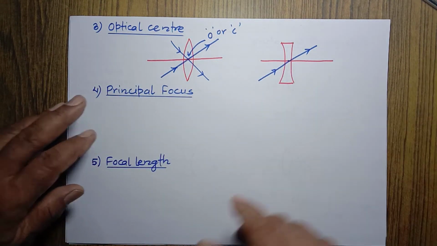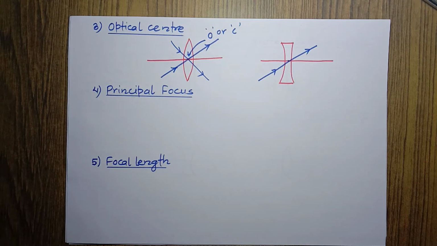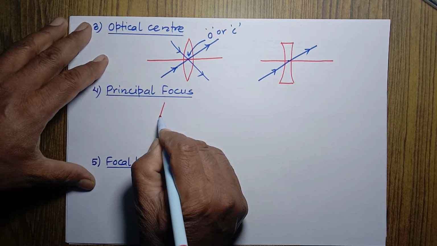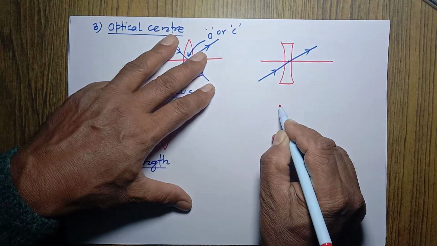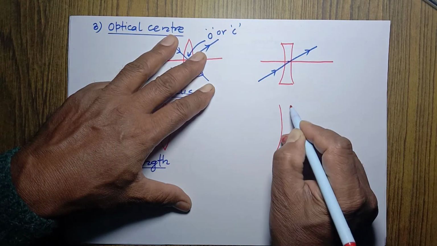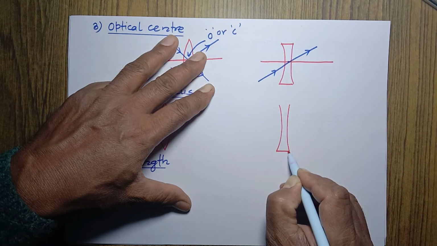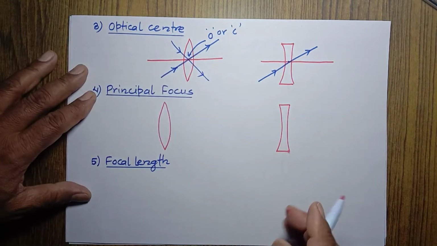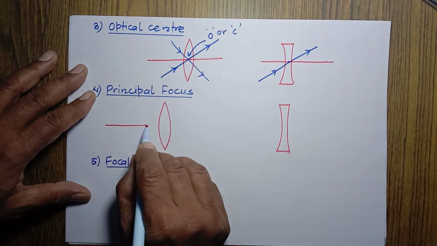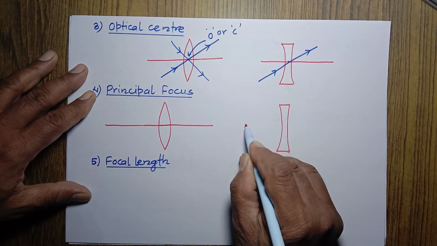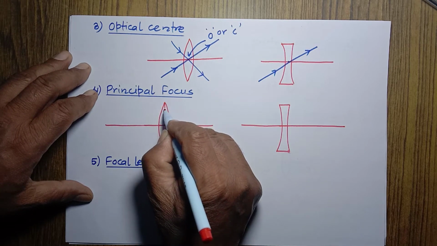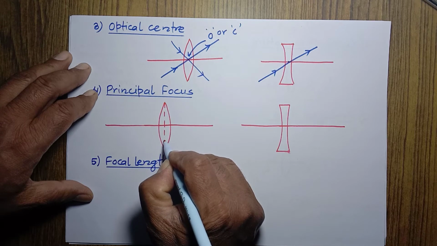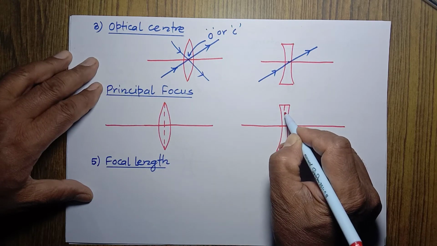Now we are talking about principal focus. What is it? Again, I want to show it with a diagram. Let's say this is a convex lens and this is a concave lens. Now this is the principal axis which passes from the middle, and here we have the principal axis this way. Now this is, let's say, a bisector line which bisects the lens into two equal halves.